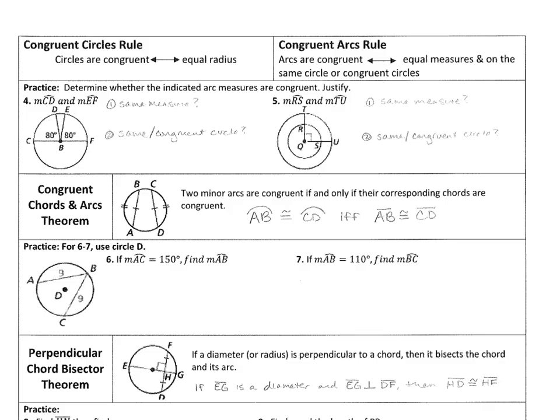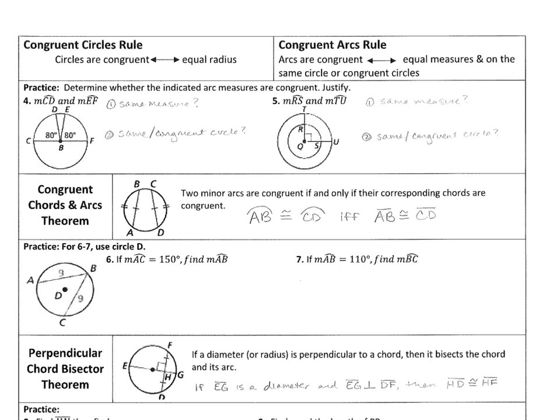On the back, we have a whole bunch of theorems that have to do with chords and arcs. And they sound really complicated, but if you think about it really simply, they're actually pretty simple. Your first one is called the congruent circles rule. It basically says that circles are congruent if and only if they have equal radius, which makes sense to us. If they are a different size, meaning they have a different radius, they are not the same kind of circle. Duh, one's going to be bigger than the other.